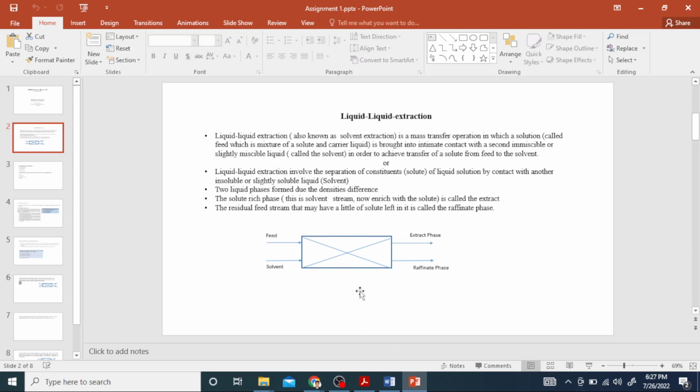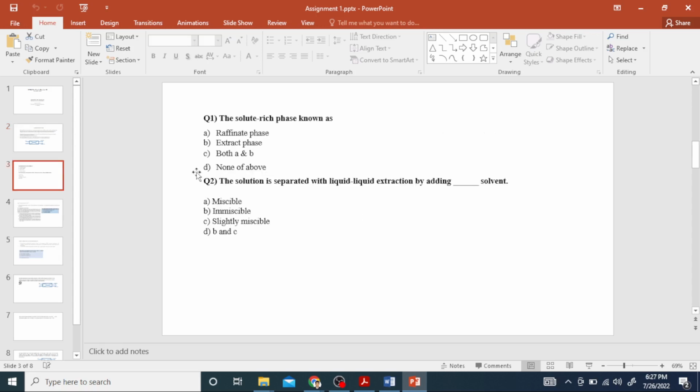This is the schematic of the liquid extraction. This shows the feed, then solvent, extract phase and raffinate. The two liquid phases are formed due to the density difference. The solvent stream, now enriched with the solute, is called the extract phase. The residual feed stream may have a little solute left in it. It is called the raffinate phase. Based on this theory, I prepared two questions.